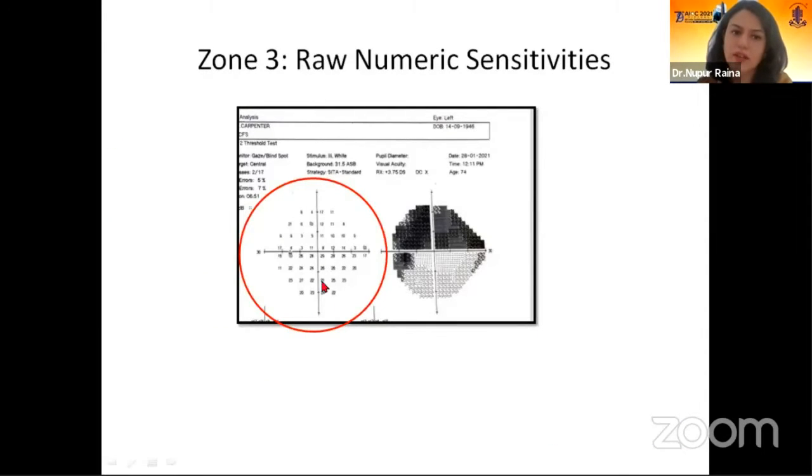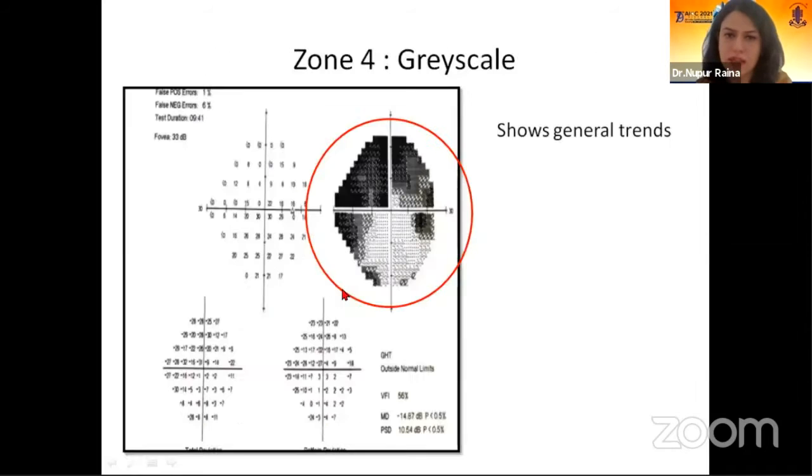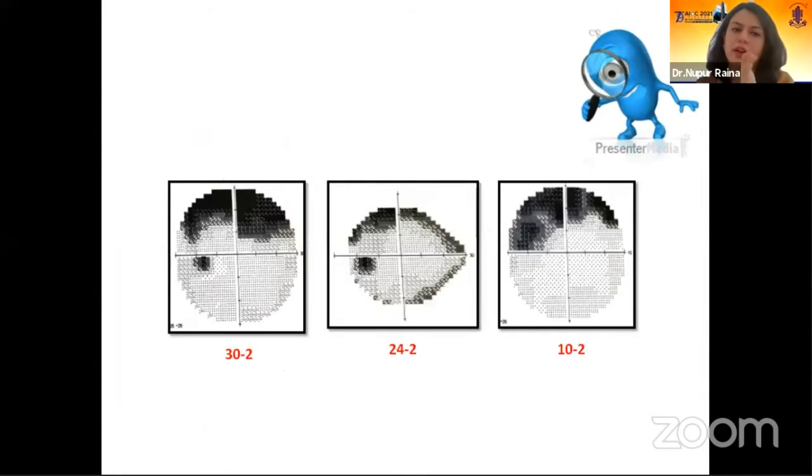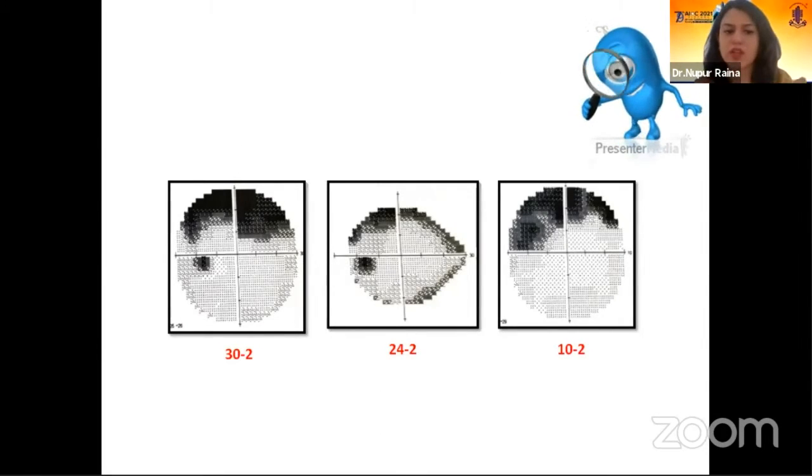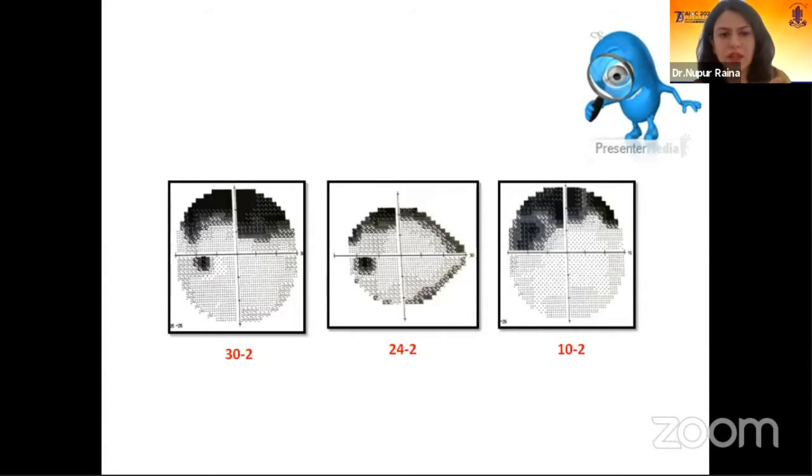Zone 3 shows us the raw numeric sensitivities at all points, which are then plotted to give us the grayscale image, which shows us a general trend. Never use this for the purpose of diagnosis, but this can be used to explain it to the patient. For residents, when you look at the various grayscales, you should be able to tell which one is which, because 30-2 and 10-2 look very similar, the only difference being the presence of the blind spot.